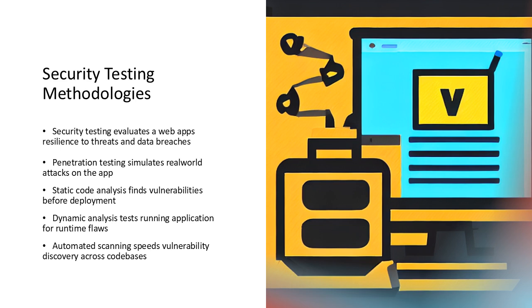For dynamic analysis, or DAST testing, imagine you are already living in the house, your app is running. This testing checks if there are any issues with how your home app operates, like leaks or electrical problems. 5. Automated scanning. Think of it like having a robot check every room and piece of furniture in your house for potential security risks before you move in. It saves time and finds many issues quickly.